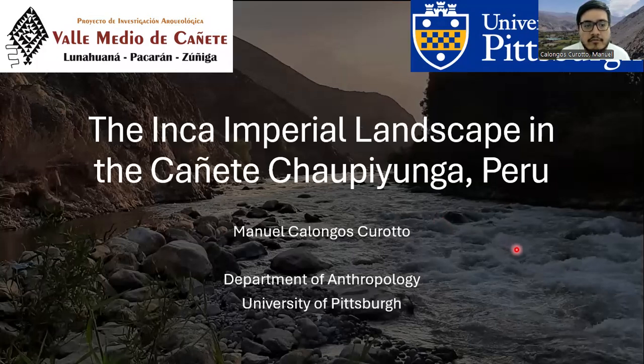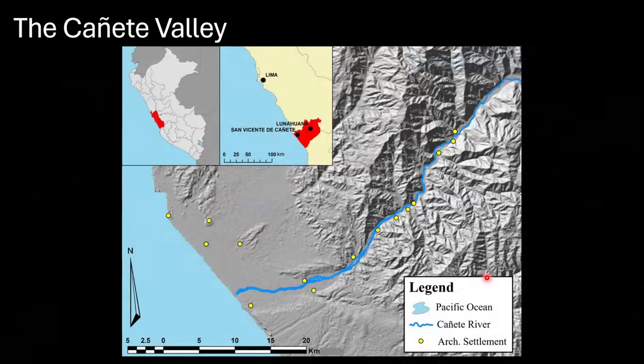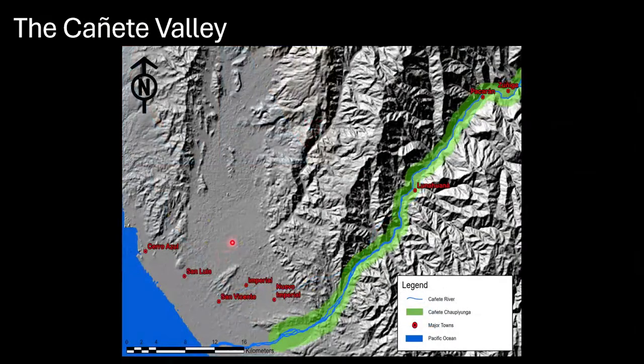Well, today I'm going to talk about the Inca Imperial landscape in the Cañete Chaupiyunga, Peru. The Cañete Valley is located very close to Lima City, 150 kilometers south of Lima City. It's a very typical coastal valley with a very narrow area that gets wider as it reaches the sea. Here in this map in green, we can see the Cañete Chaupiyunga.